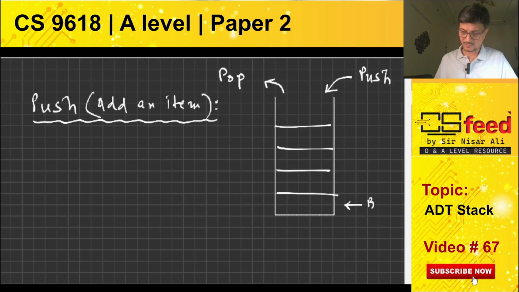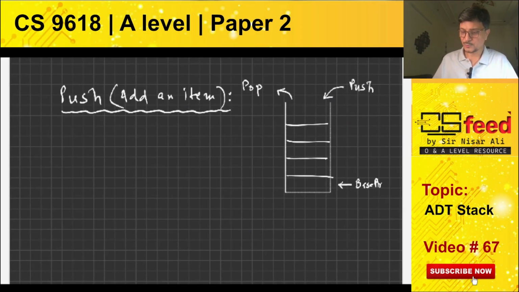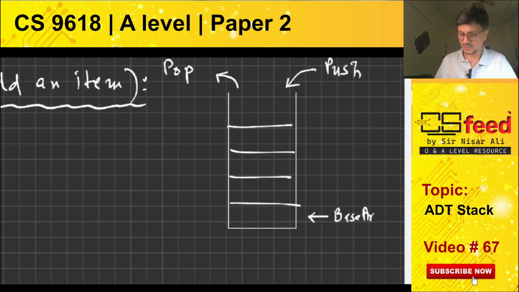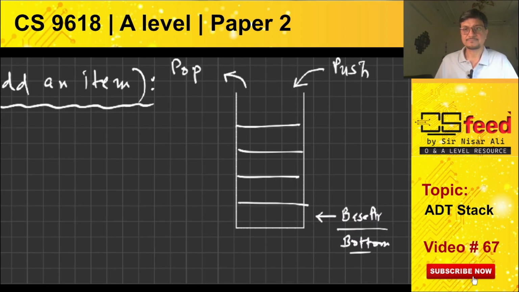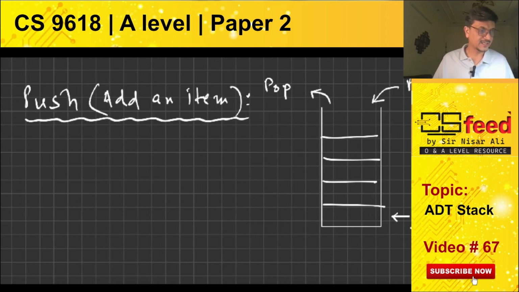So this is the base pointer. Base pointer is always pointing to the base. So what I said, base pointer is pointing to the base. So this is the base, this is the bottom. Base pointer is pointing to the bottom. This is the bottom of the stack, the place that shows the depth. All right. So adding an item is called push.